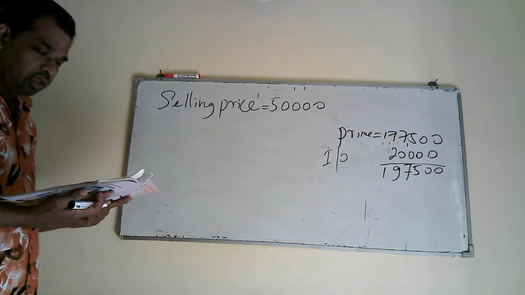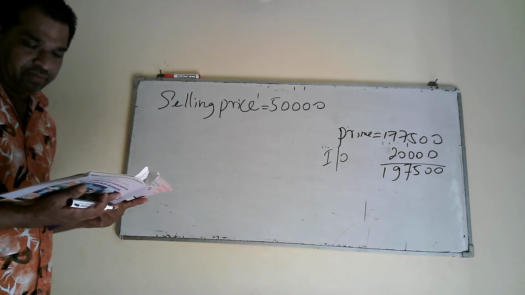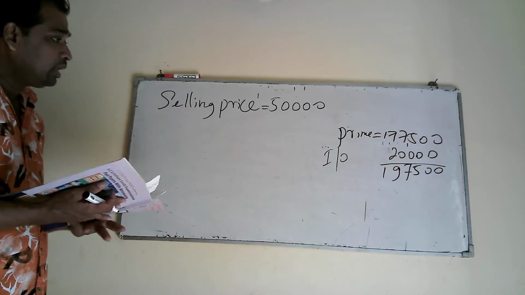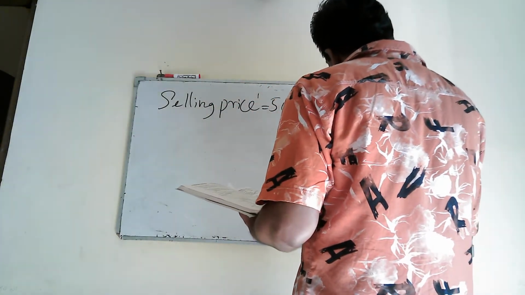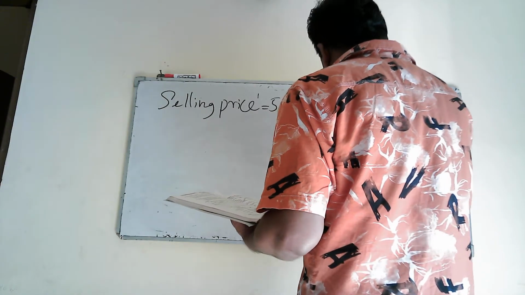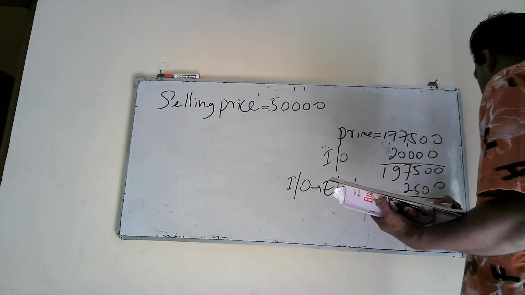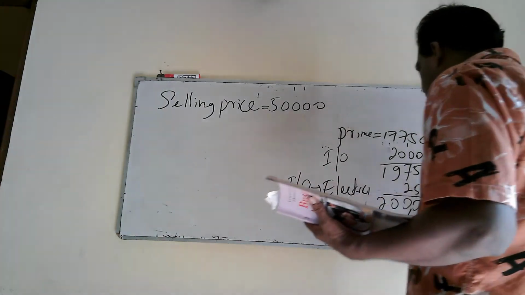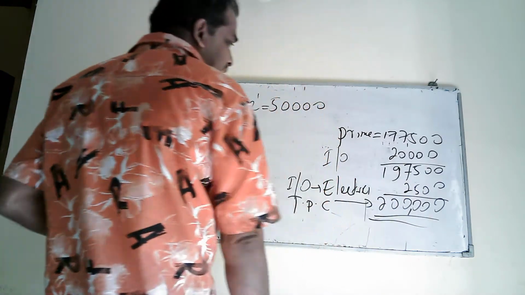Then the number of almirahs produced during the month of November is 5. The selling price of an almirah is 50,000. Monthly bill, we are given again the electricity bill. It is also indirect other cost. You can just add another 2,500 here. Then you take total production cost as 200,000. Here total production cost is 200,000.